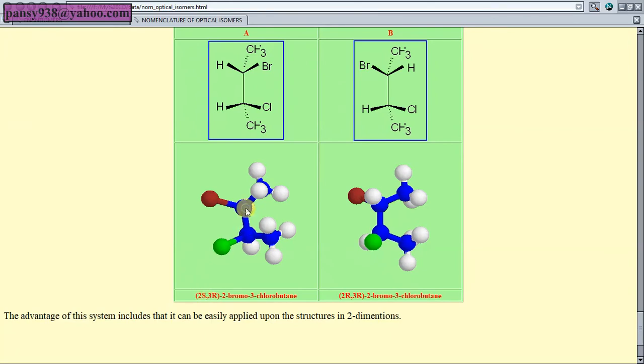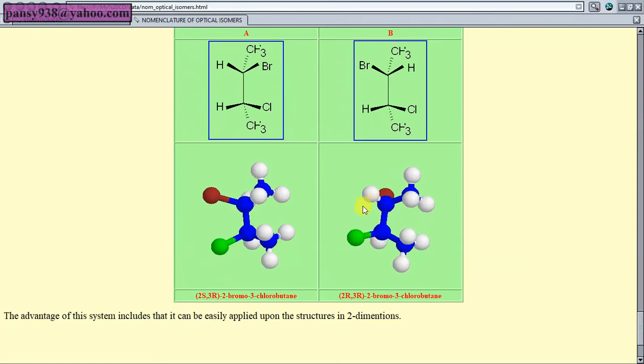While in this case, when you move the hydrogen to the backside, you see the highest priority, then the second highest priority, and the third highest priority. The line is moving in a clockwise direction, so it is R. So this compound is 2S and this compound is 2R.